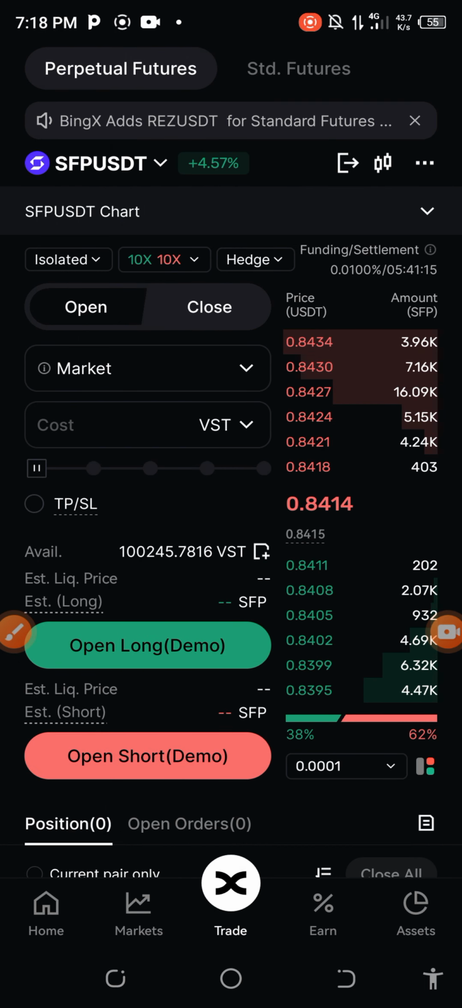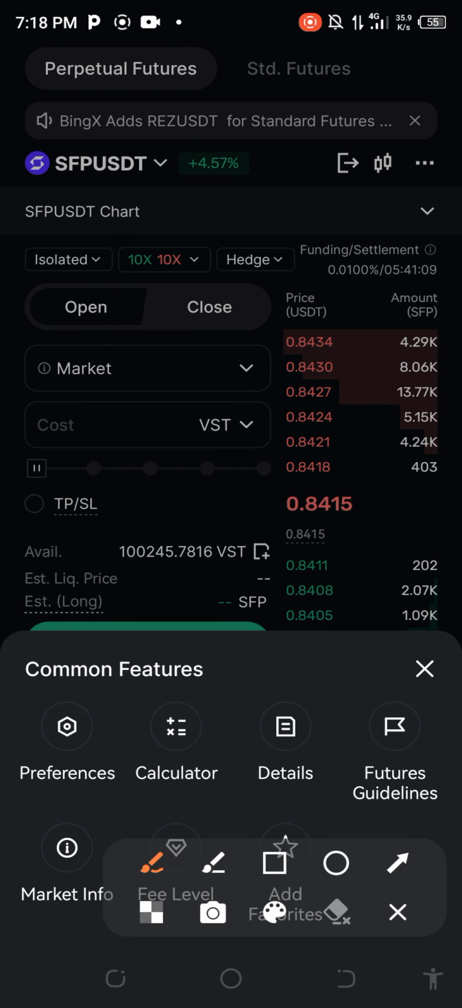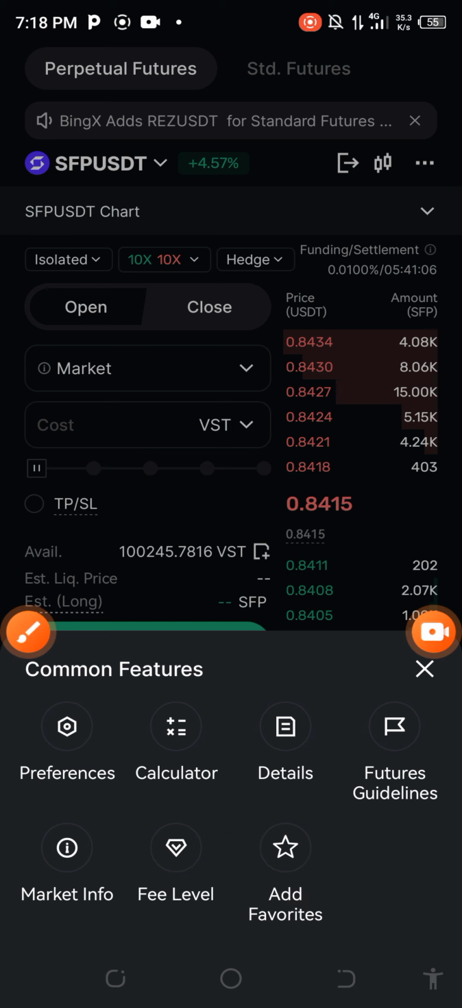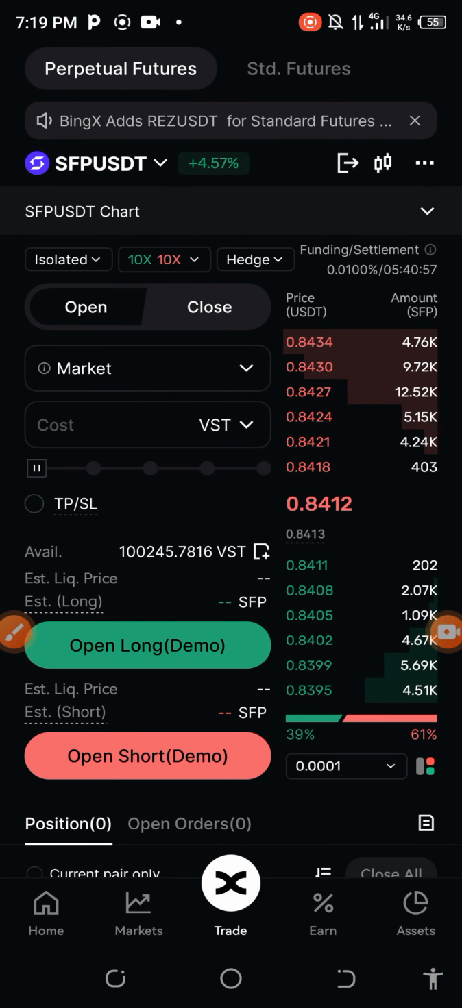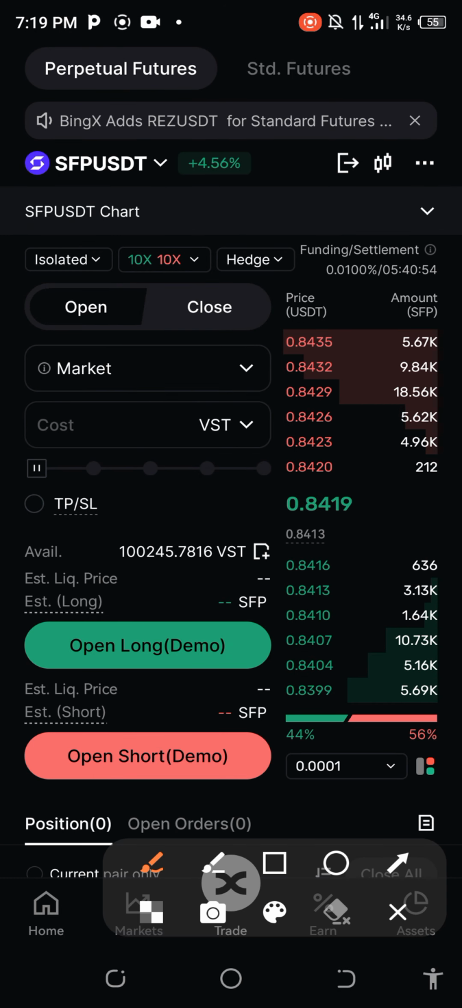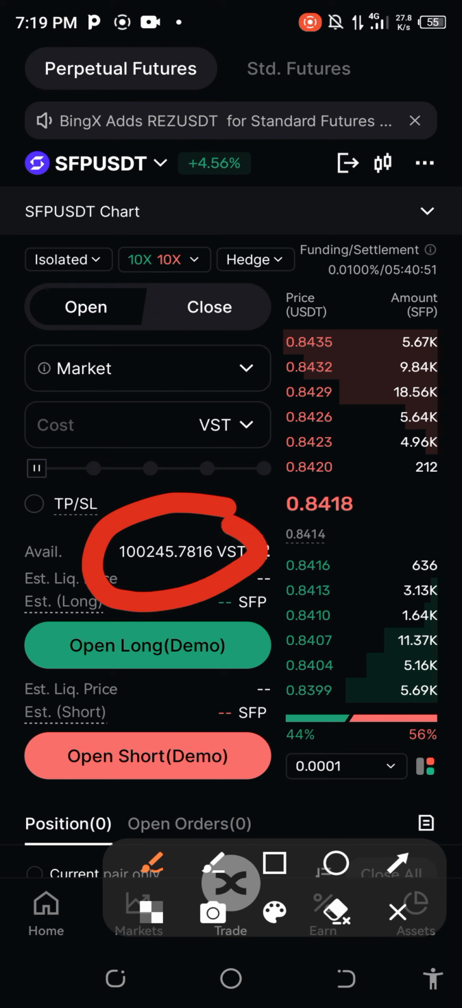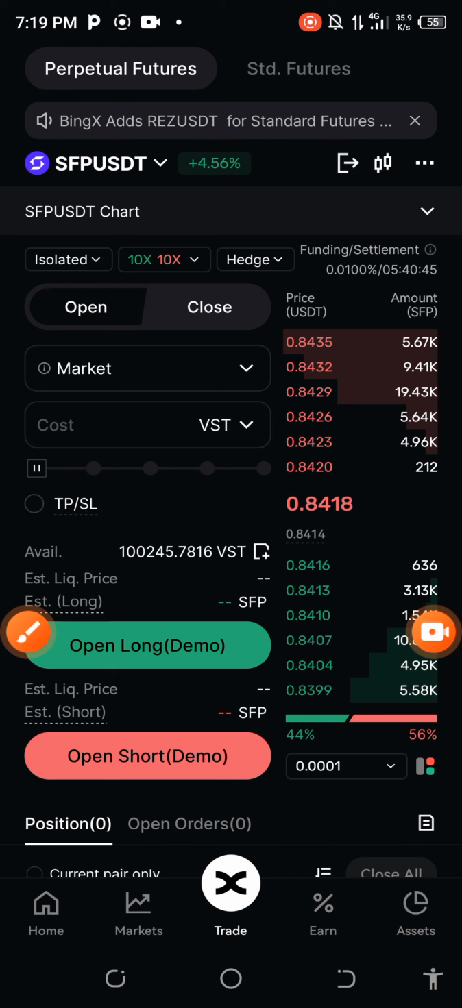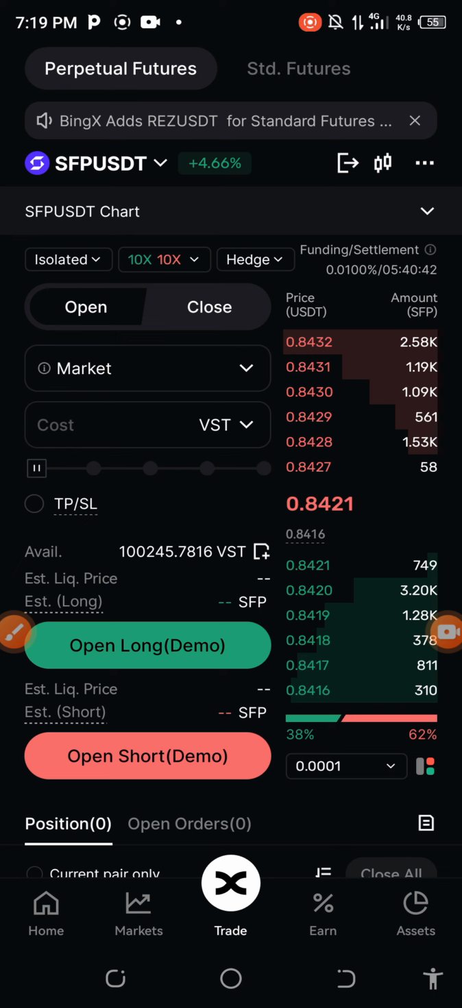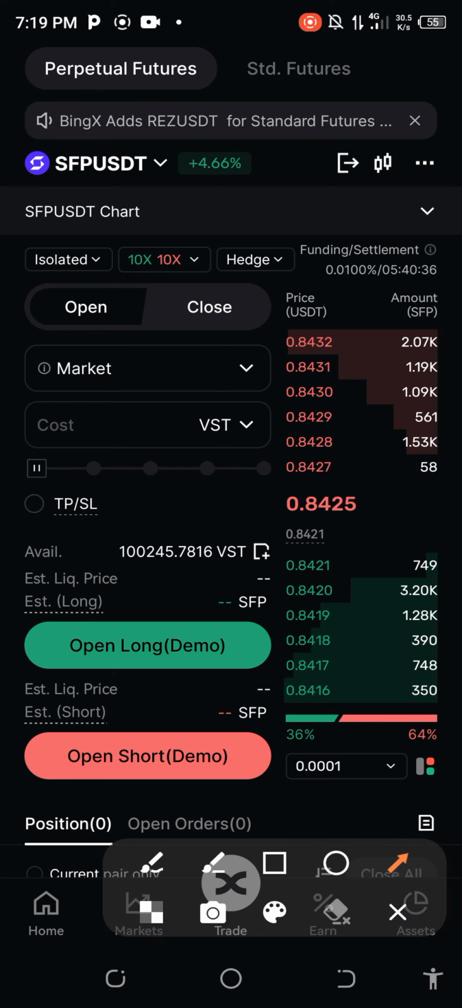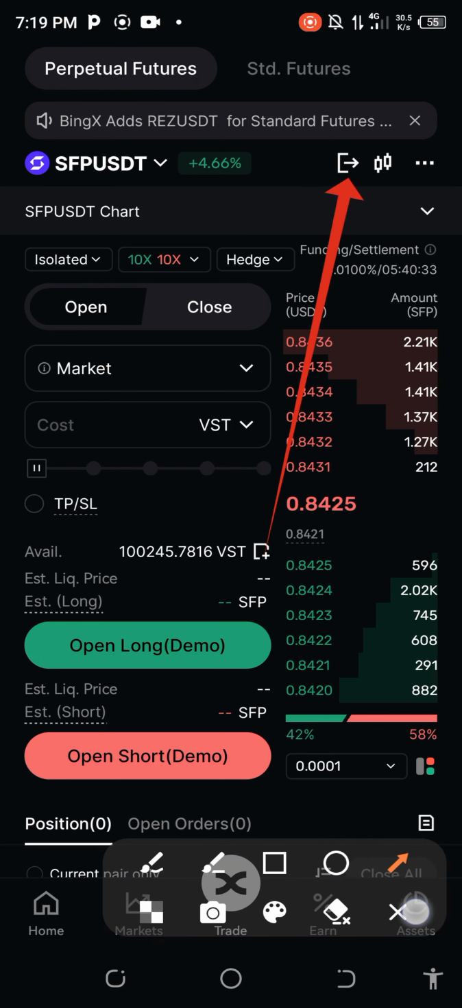If you are new, it's going to give you updates. You're going to see the option here where they write demo. You can switch your account to demo as a beginner. When you see demo, you click on it so that it can take you to demo. My account right now is on demo. As you can see, this is $245, demo fund given to me by bingx for me to trade and practice whatever I want to practice here. After demo, you can switch to your original account by just clicking here.